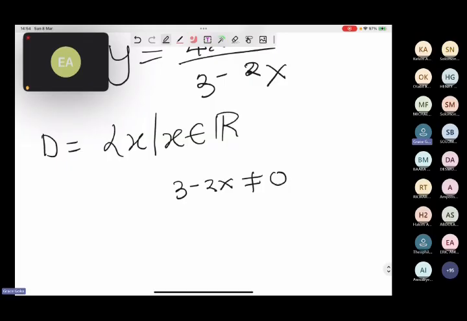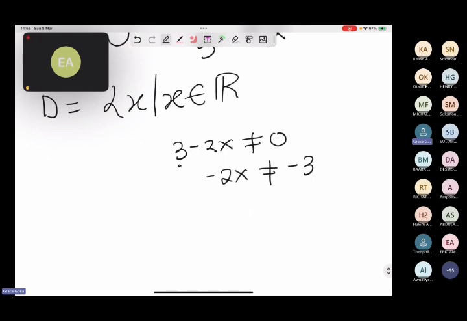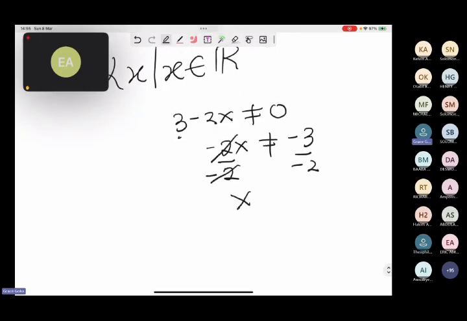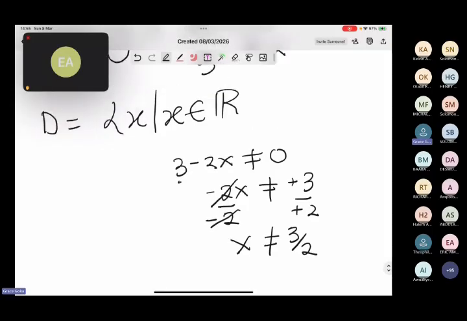So if we leave the x here, 2x, and then take the 3 to the other side, this must not be equal to -3. We are looking for x, so we have to divide here by -2, divide here by -2. Therefore x must not be equal to the negative, and the negatives cancel each other, so x must not be equal to 3/2. All right, so this is what the denominator says.